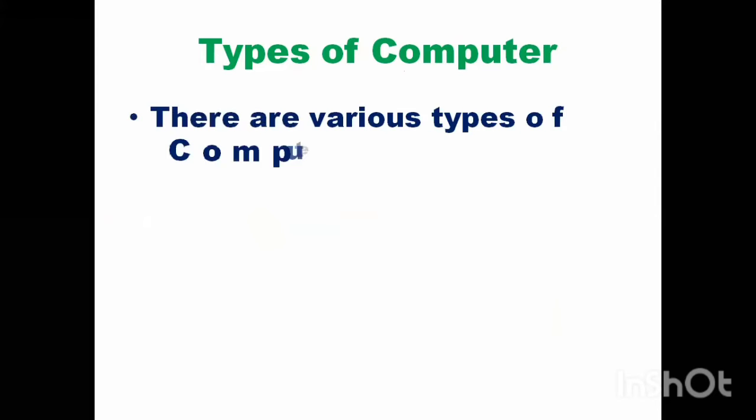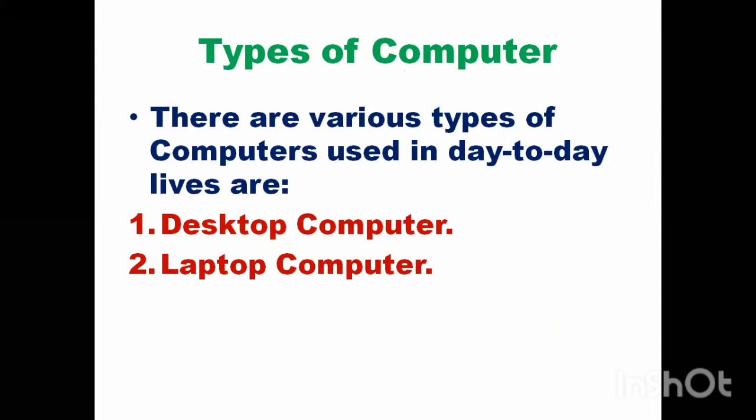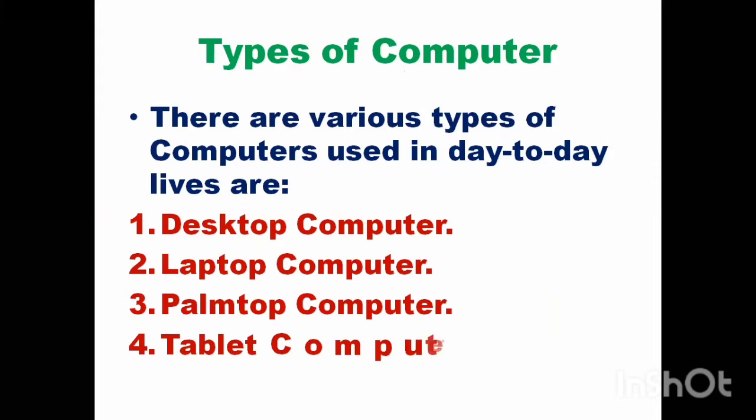Now see types of computer. What are the types of computer? Four types. There are various types of computer used in day-to-day life. Some of them are: first, desktop computer; second, laptop computer; third, palm top computer; and fourth, tablet computer. Now you have to tell me what type of computer. I'll show you pictures, and you have to tell me.